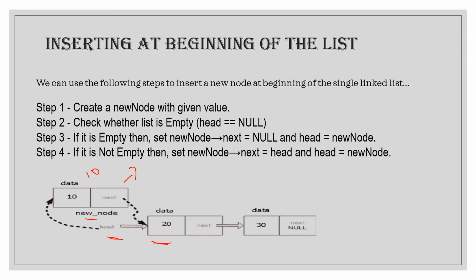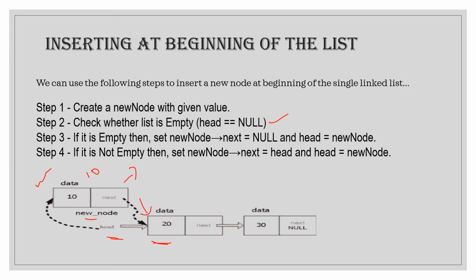So the head will point to this new node, and the next of my new node will point to the current head. Just simply we are changing this. Before we do this, the first thing we want to check is whether the list is empty or not. This is important. If my list is empty, then my head node is equal to null.